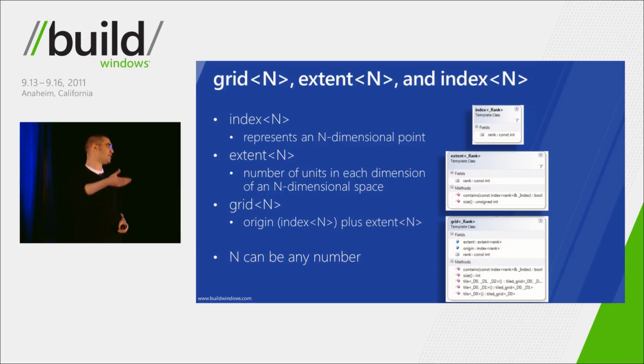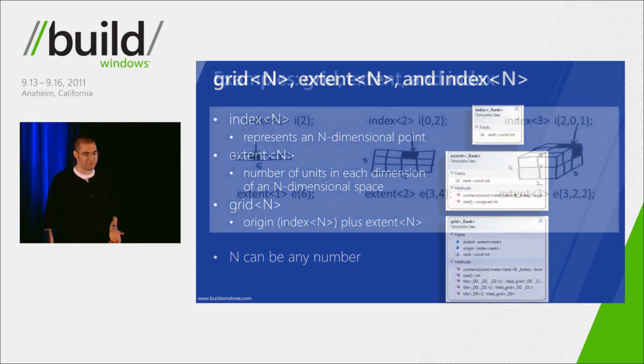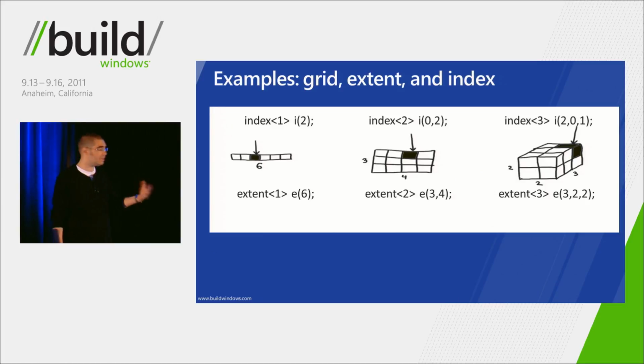And grid allows you to have a non-zero origin, which is useful in very few scenarios, but we have that anyway. What I want to point out here is that n can be any number. So of course, you can work with single-dimensional, two-dimensional, three-dimensional, but you can work with 9 dimensions. If you're a string theorist, maybe that's the kind of data that you have. We let you do that. So n can be any number at all. So let's look at an example to make this more concrete. So let's look at the single-dimensional example.